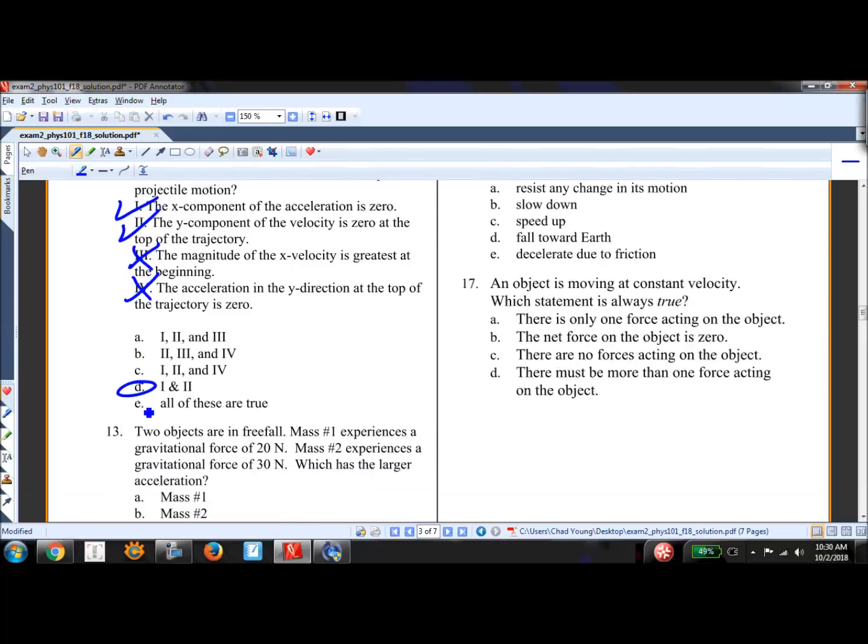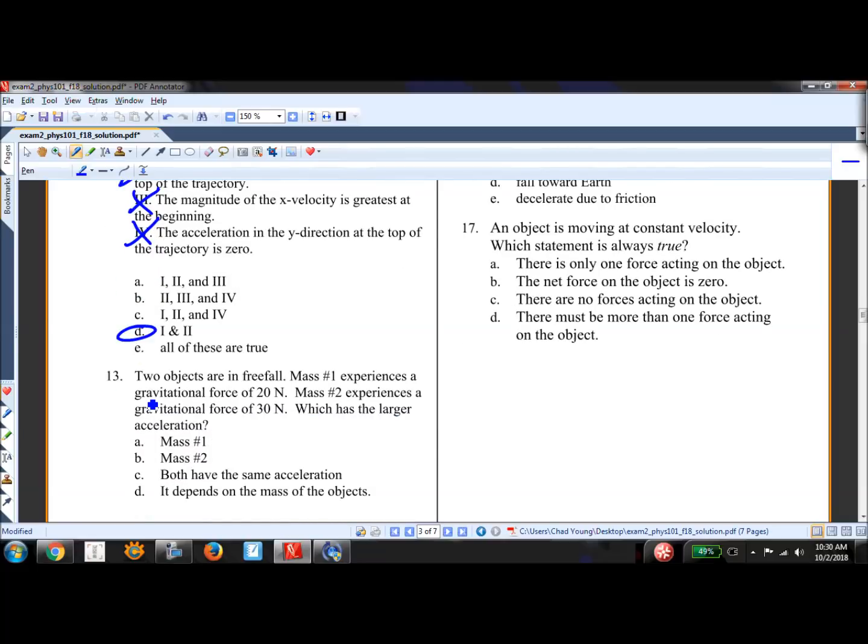Two objects are in free fall. Mass number 1 experiences a gravitational force of 20 newtons. Mass number 2 experiences a gravitational force of 30 newtons. Which one has the larger acceleration? Both have the same acceleration.